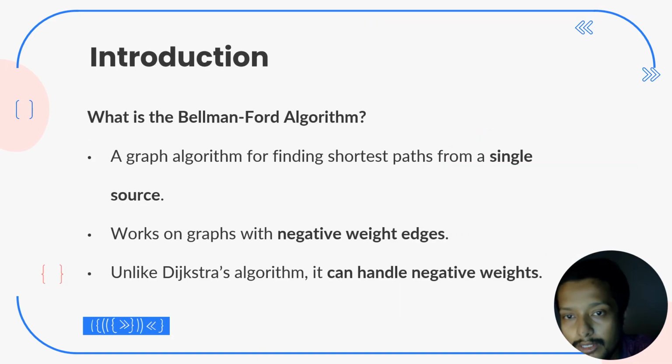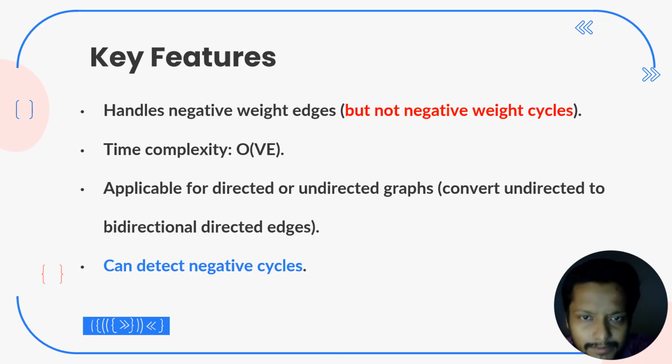What is the Bellman-Ford algorithm? Basically, the Bellman-Ford algorithm is used for finding shortest paths from a single node. This is what I already told you. I also said that it works on graphs with negative weight edges. The only thing is that unlike Dijkstra, which could not handle negative weight edges, this algorithm can actually handle this problem. And that is why it's important to see how it works.